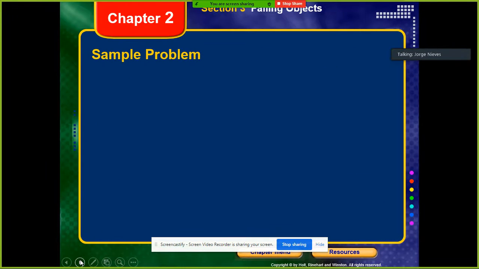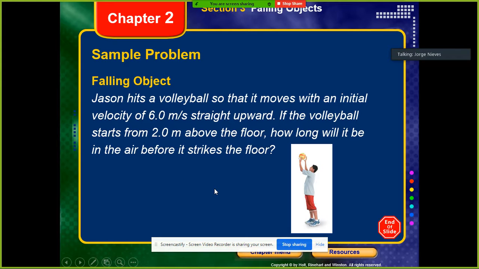Okay. So let's see a problem of how does this work. Okay? We got a sample problem. ¿Alguien quiere leerlo rápido? El problema. Léelo, Leonardo, creo que fue.